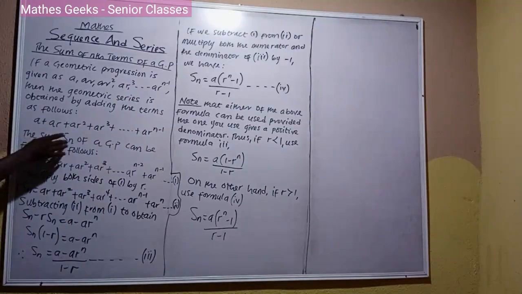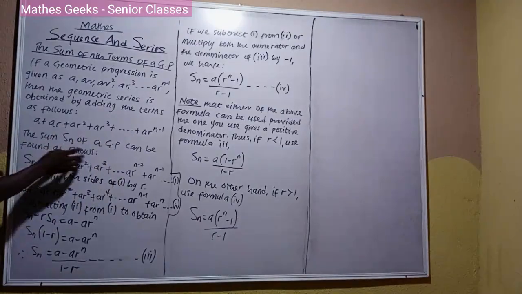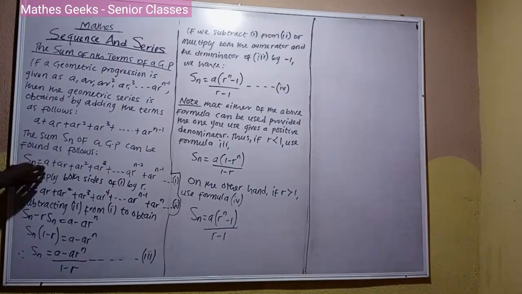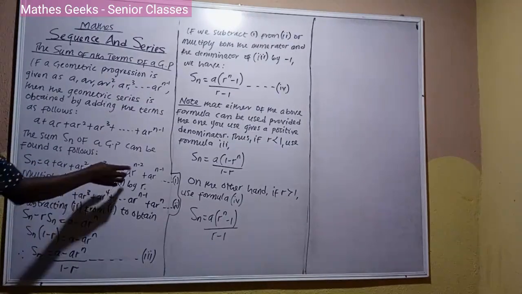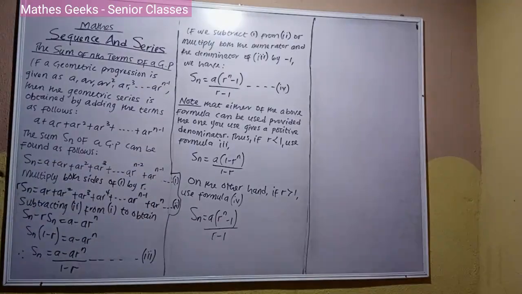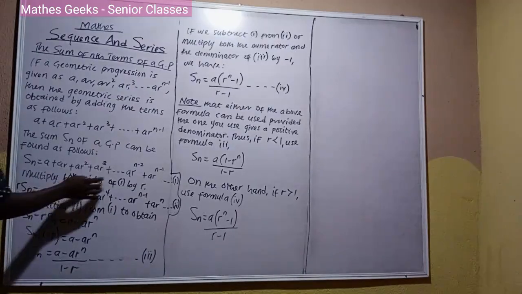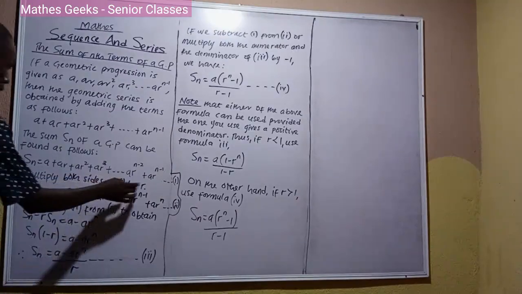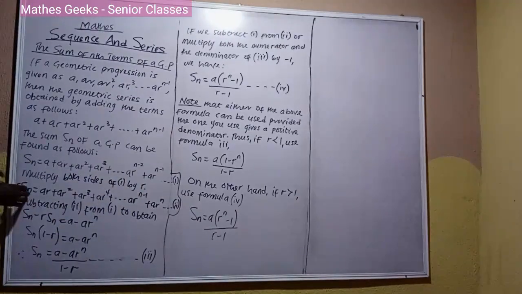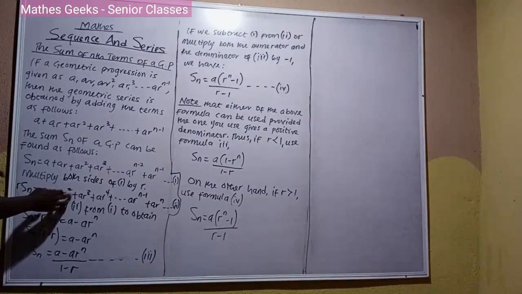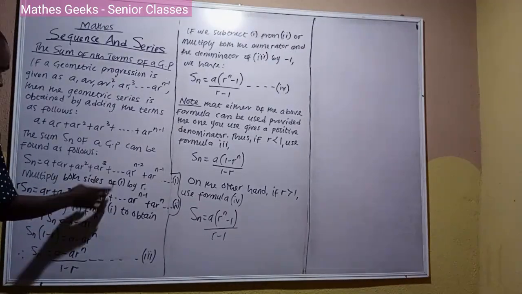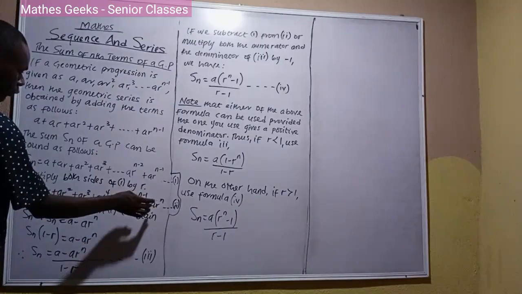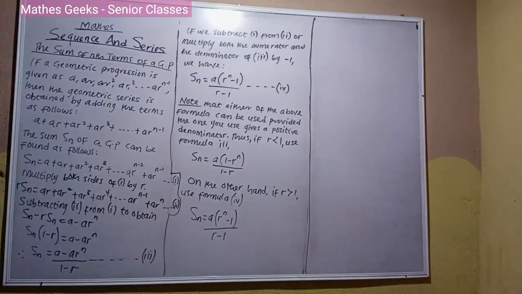So the sum Sn of a GP can be found as follows. Sn is equal to a, the first term, plus the second term, plus the third term, plus the fourth term, all the way down to the nth term, which is the last term that makes up the series. This is equation 1. Multiply both sides of equation 1 by r. So you're going to have rSn equal to ar + ar^2 + ar^3 + ar^4 + ... + ar^(n-1) + ar^n, which is the nth term.